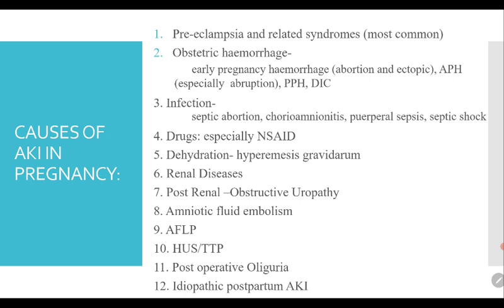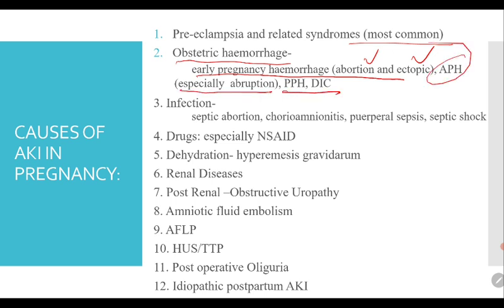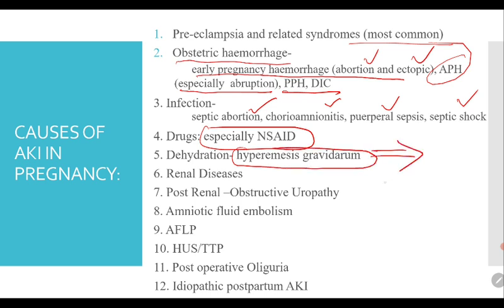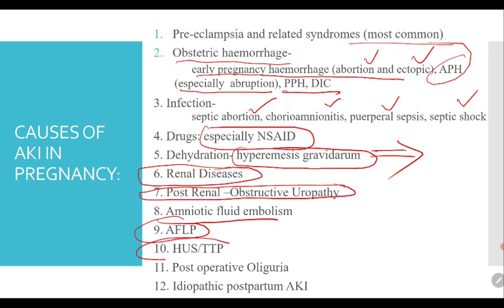What are the causes of acute kidney injury in pregnancy? The most common cause is preeclampsia-related syndrome. Then obstetric hemorrhage: early pregnancy hemorrhage, abruption, ectopic pregnancy, antepartum hemorrhage, especially abruption, PPH, DIC. And infections like septic abortion, chorioamnionitis, puerperal sepsis, septic shock, drug-induced, especially NSAID-induced. Then dehydration, hyperemesis gravidarum can cause dehydration, which causes prerenal AKI. Renal diseases, post-renal obstructive uropathy, amniotic fluid embolism, acute fatty liver of pregnancy, hemolytic uremic syndrome, thrombotic thrombocytopenic purpura, post-operative oliguria, idiopathic postpartum AKI.